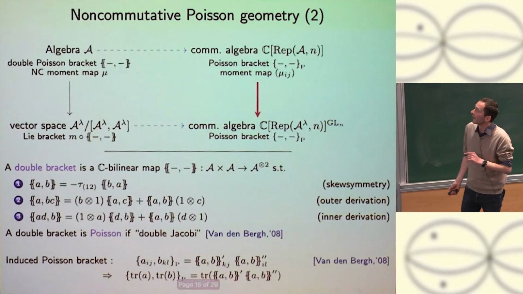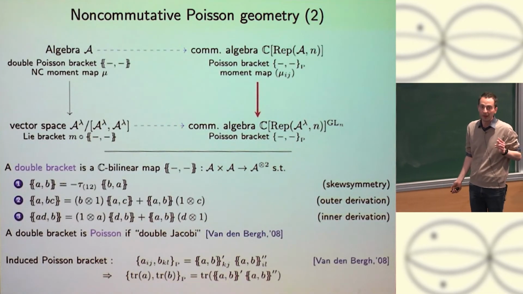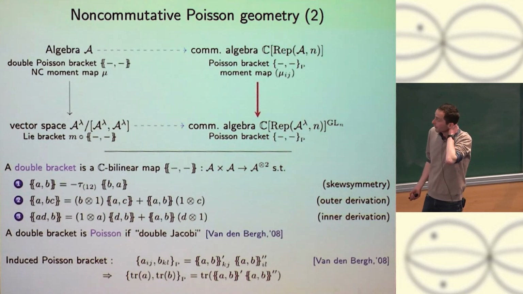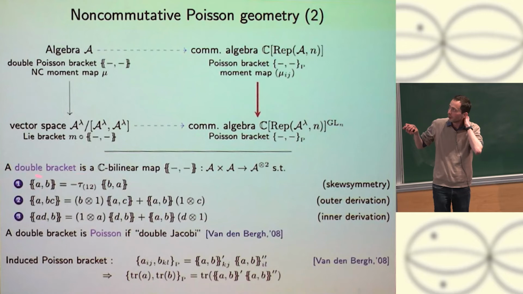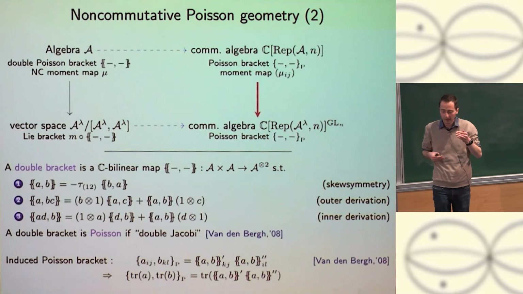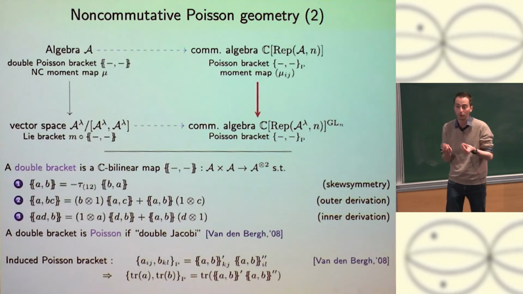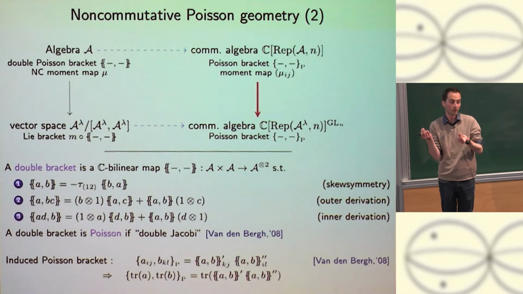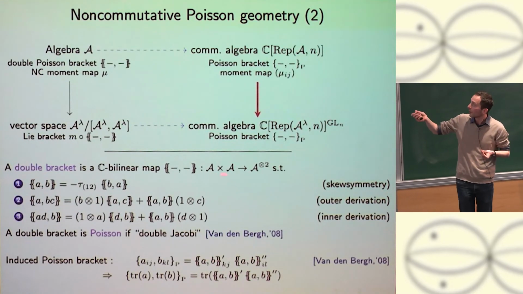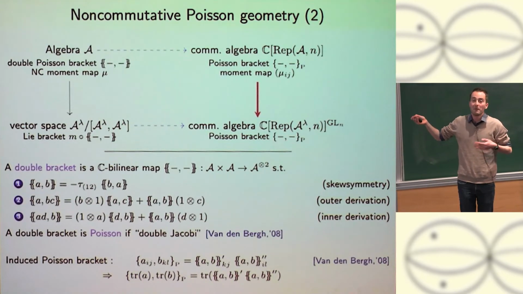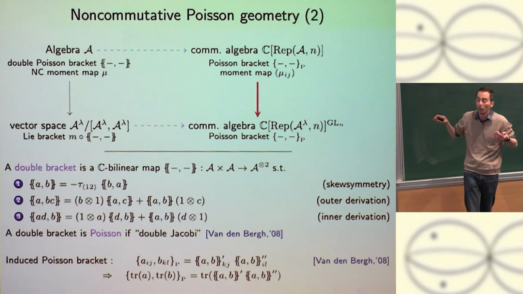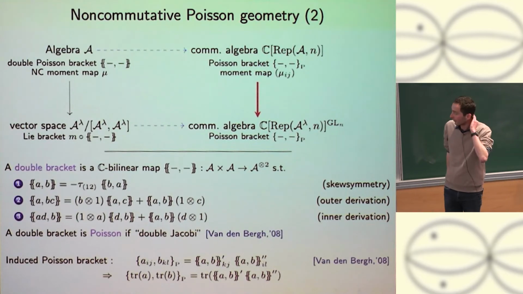And so here is something slightly more precise, due to Vandenbergh: the notion of a double bracket. Here is the definition if you want to have a look at it. Let me just emphasize two things. The first is that this double bracket, contrary to a Poisson bracket, which would take two functions and give you back a function in an algebra, takes two elements in that non-commutative algebra and gives you something in the tensor product of them. Intuitively you may think you have more information, but it's just something different.